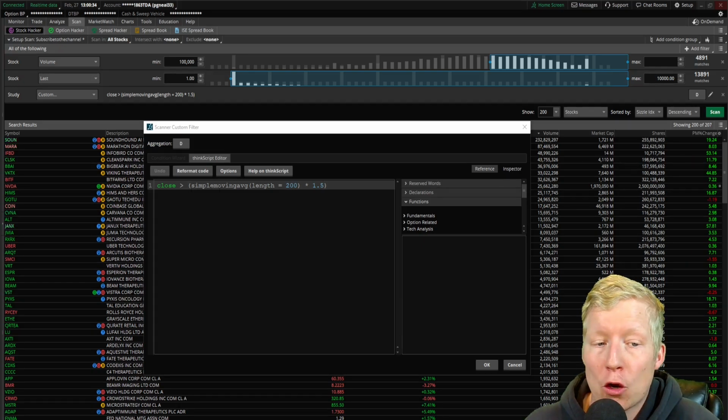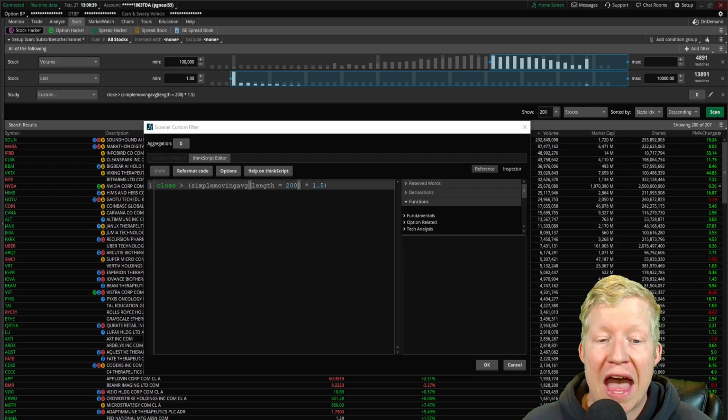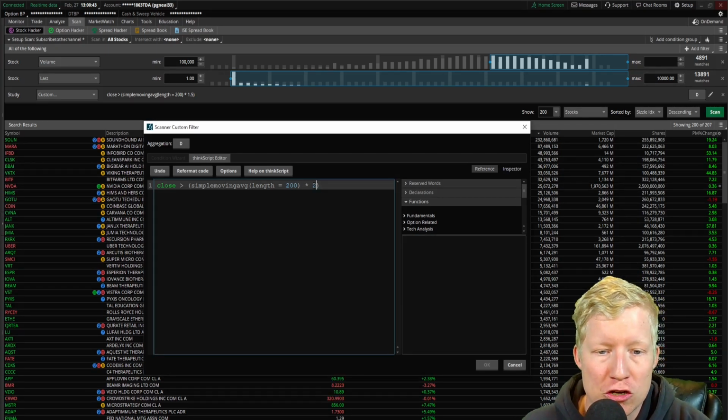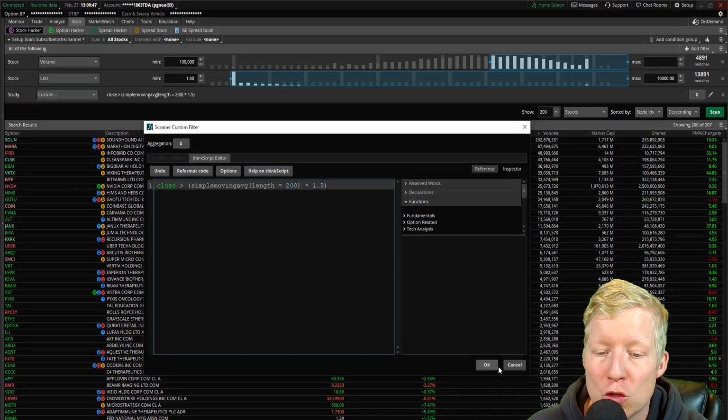Vis-a-vis, the current price of the stock is not only just over the simple moving average length 200, but that value multiplied by 1.5. And once again, if you want to get even crazier, change this to 2, change this to 3, change this to 4, change it to whatever you want it to be, right?